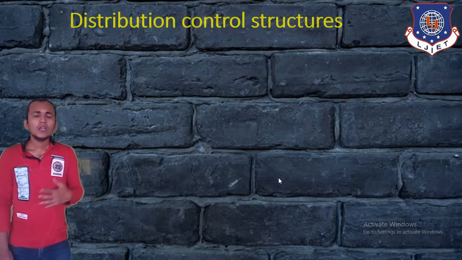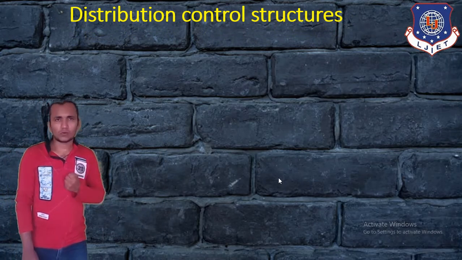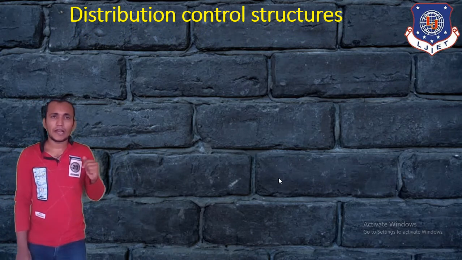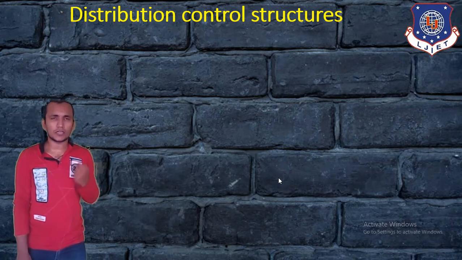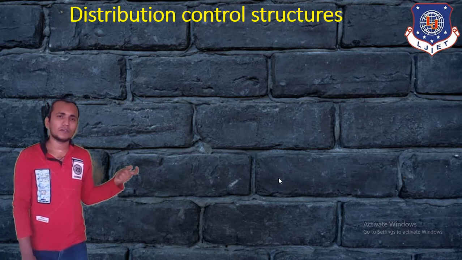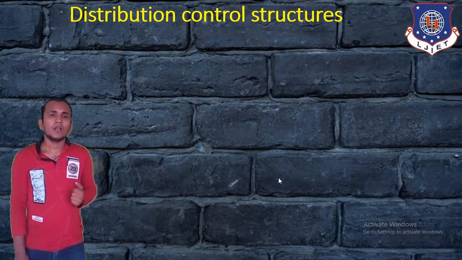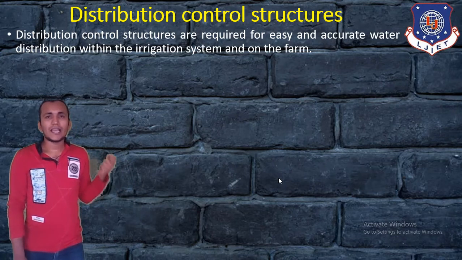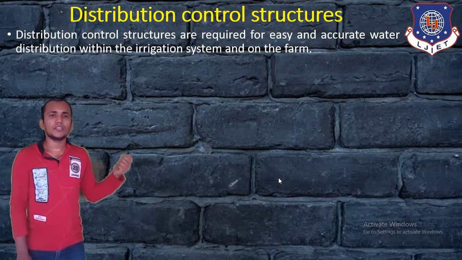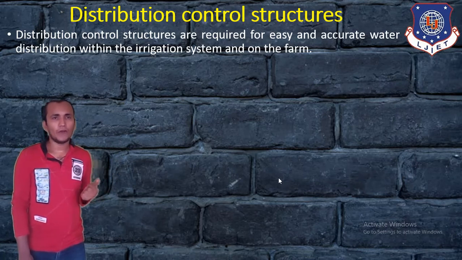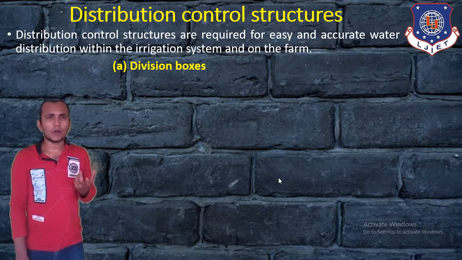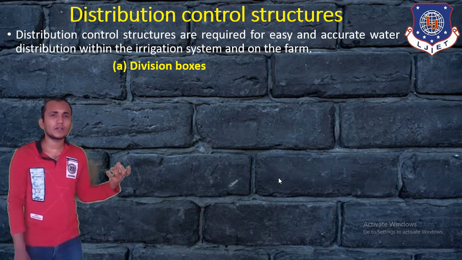Now we have to discuss the distribution control structure. In the conveyance system that we have discussed, we use a canal. Now we have to distribute this water into the different irrigation field systems. So that is a distribution control structure. Distribution control structures are required for easy and accurate water distribution within the irrigation system on the farm. So we have to distribute this water as per requirement.